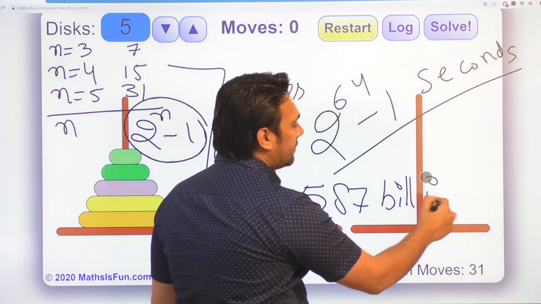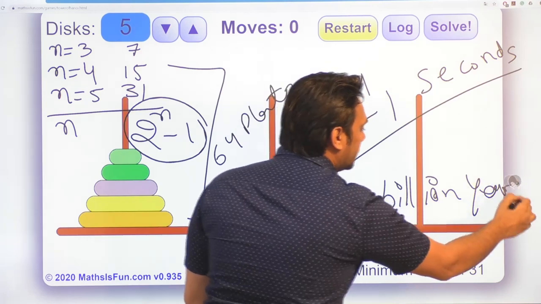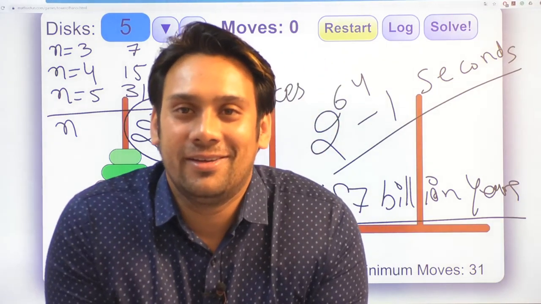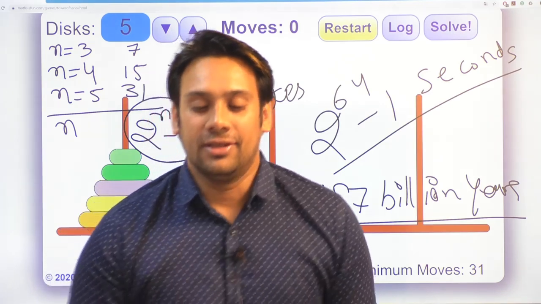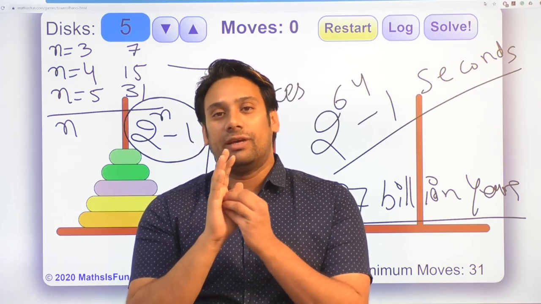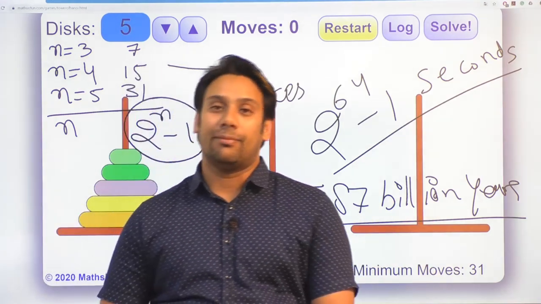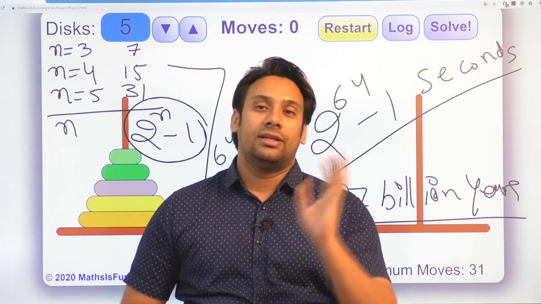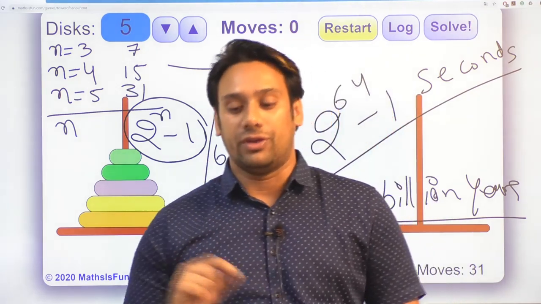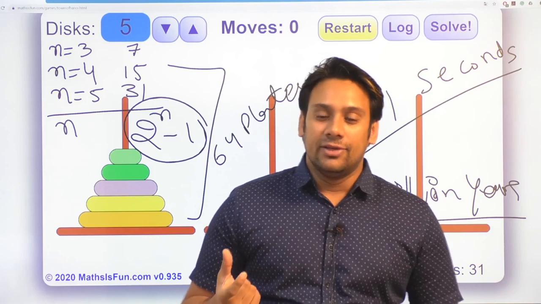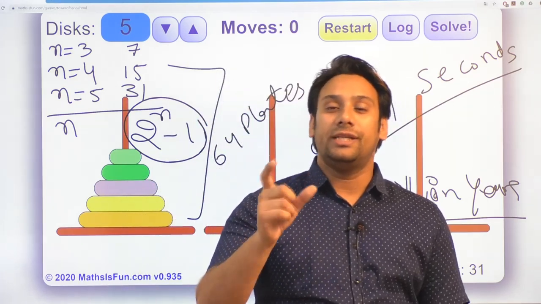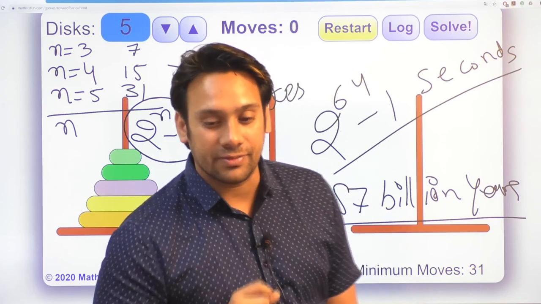587 billion years to move all of these plates from the first tower to the third tower. Can you imagine 587 billion years? We have only 64 plates. If the value of n is 64, it will take a total of 587 billion years to move all the plates from one tower to the third tower, which is 27 times the current age of our universe.